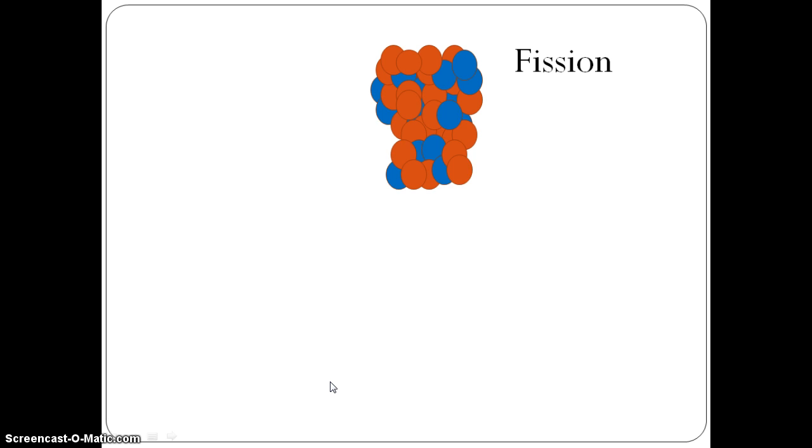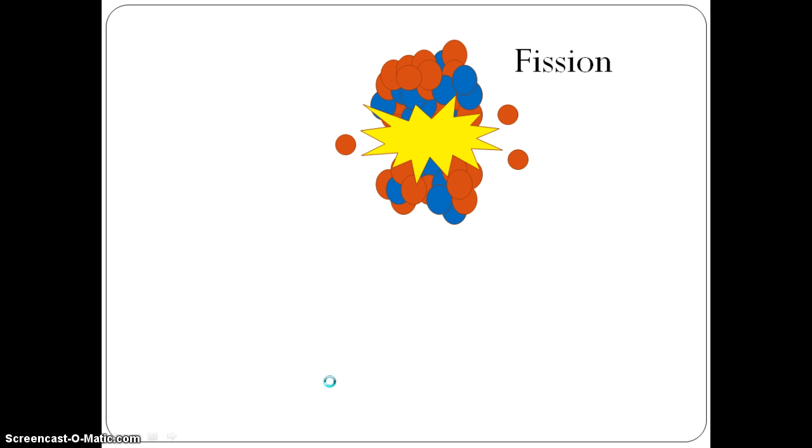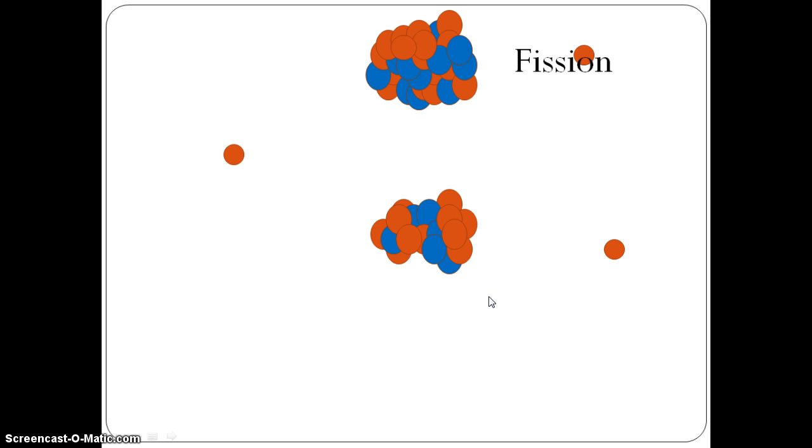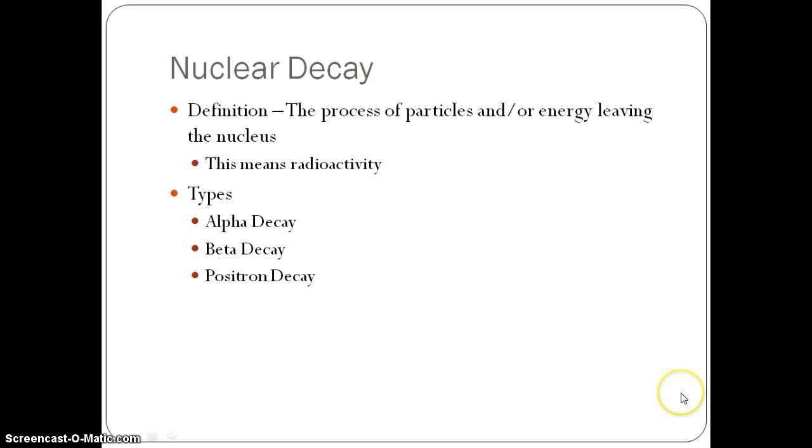Since the EMF is winning, the nucleus splits, and this creates energy. The atoms break and create energy. Also, they typically release 3 neutrons, as you can see here. And the new atoms separate. The next step would be nuclear decay.